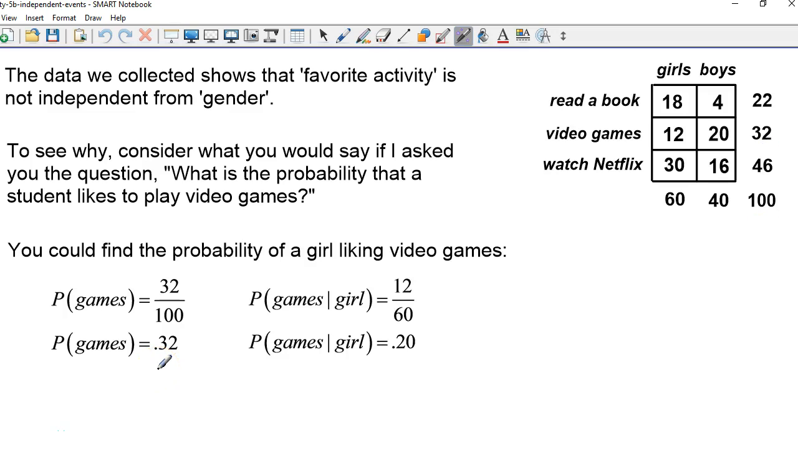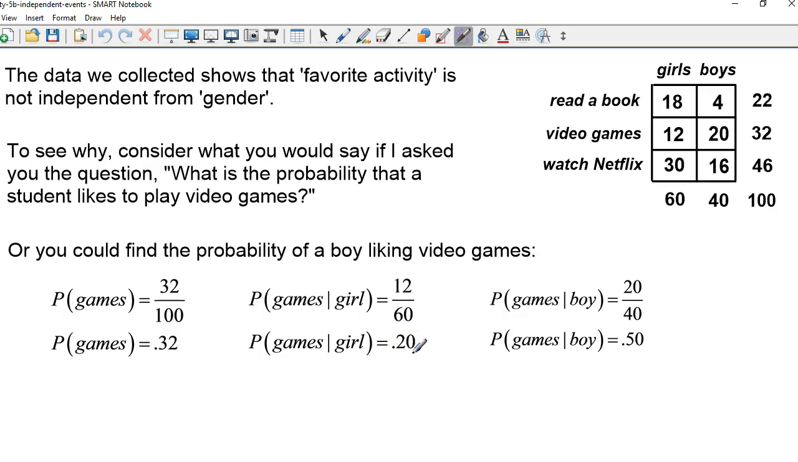Or you could say, well, let's find the probability of a girl liking to play video games. So that would be a conditional probability. The probability that someone likes to play games given that they're a girl. So out of the 60 girls, 12 of them like to play video games. So that would be 12 out of 60, which would be 20%.